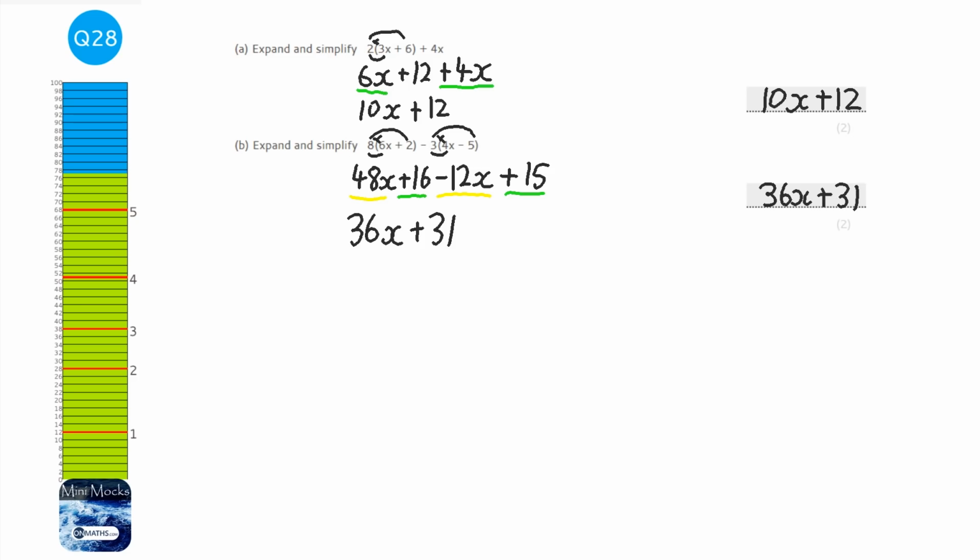Now the most common mistakes are for that bit there, this bit here. Sometimes students will write down -15.